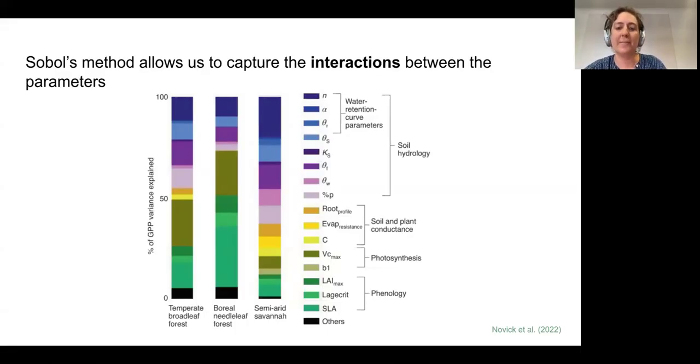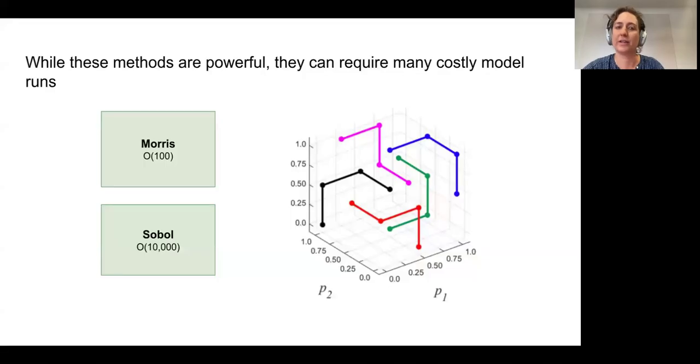And finally, when we move to a semi-arid savanna site, where we're more water-limited, this is where we see that the water parameters, the blue parameters, and the soil hydrology parameters, the purple parameters, are gaining importance. So even before we do any parameter estimation, this can give us a good idea that our model is doing the right thing. However, these methods can be quite costly.